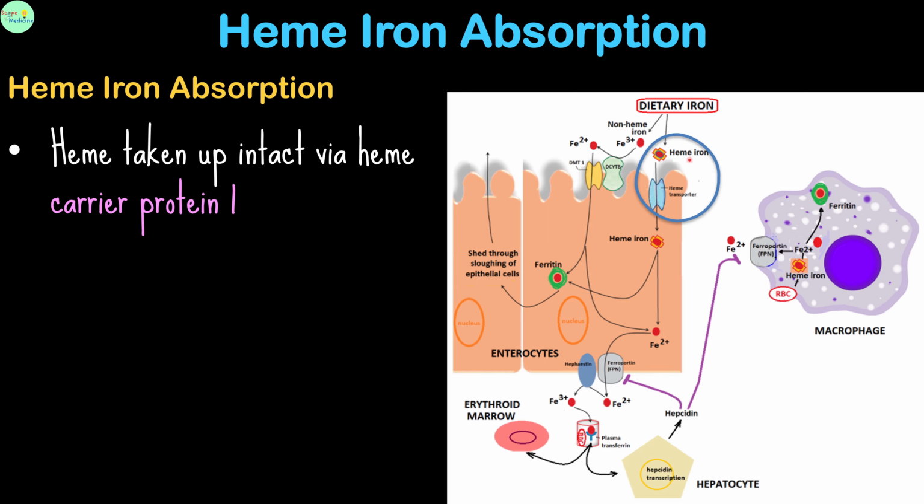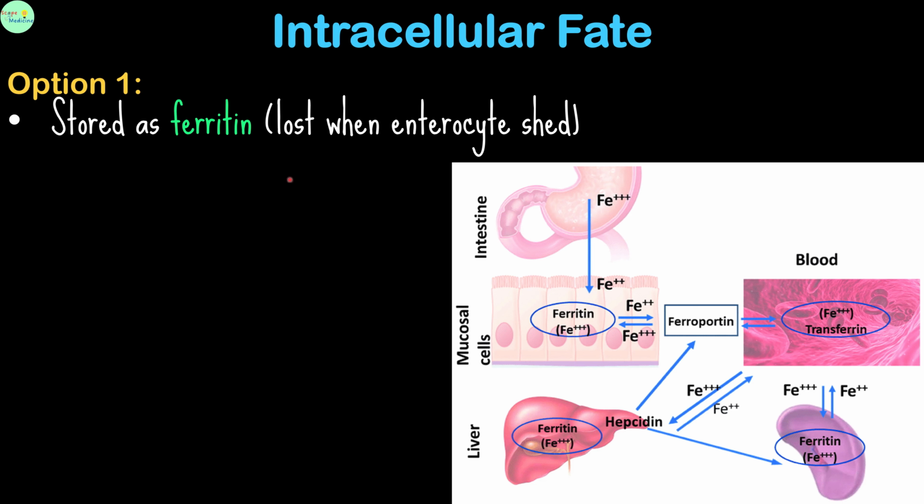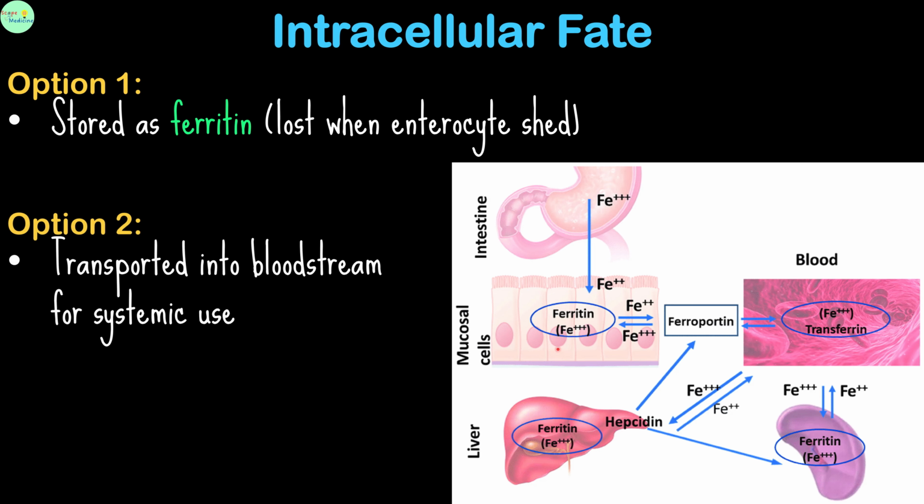Heme is taken up intact across the apical membrane via the heme carrier protein 1. Inside the enterocyte, the enzyme heme oxygenase releases ferrous iron from the porphyrin ring of the heme molecule. Once inside the enterocyte, regardless of source, the iron faces a choice. It can be stored within the cell as ferritin, and subsequently lost when the enterocyte is naturally shed at the end of its life cycle, or it can be transported out into the bloodstream for systemic use.